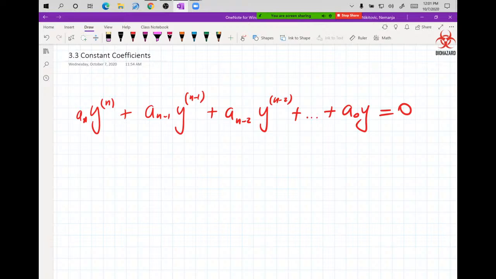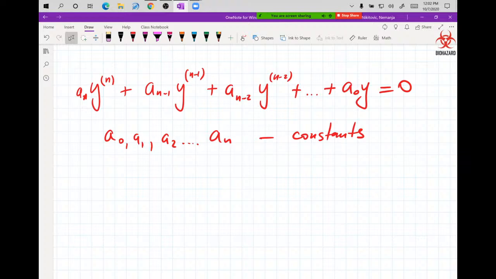Now the rest of chapter 3 is going to be about forcing, and that's going to be after our exam. So we have the constant coefficients over here. These a0, a1, a2, dot dot dot, all the way to an are all constants.